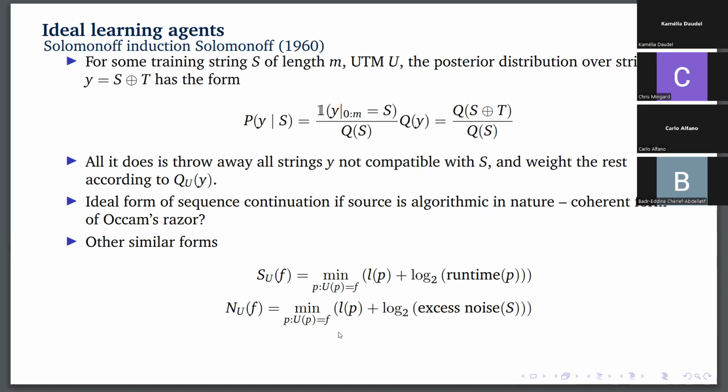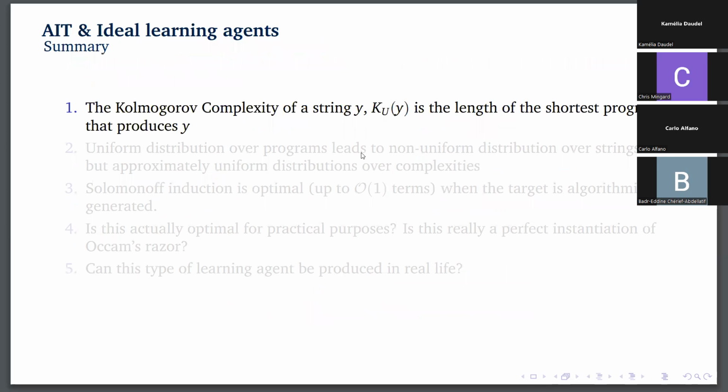So they'd say that the complexity of my program would be the length of the program plus however many bits I need to describe whatever noise is in my training string. But they all work in this type of way, where you have some universal prior probability, and then you just perform induction. So just to summarize, we have the Kolmogorov complexity of a string, which is the length of the shortest program that produces it.